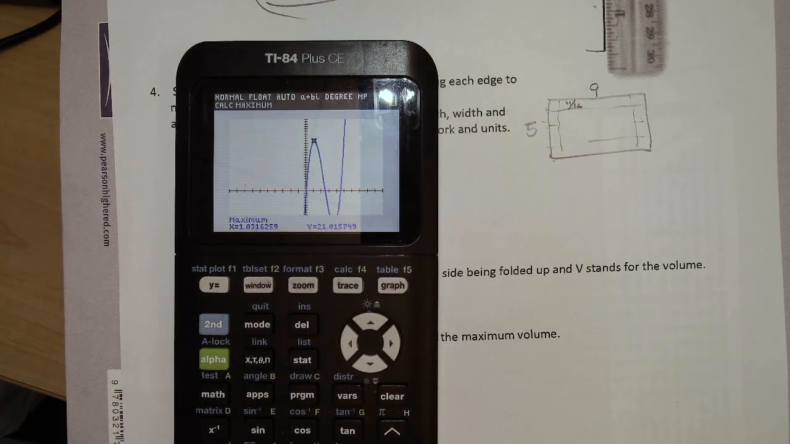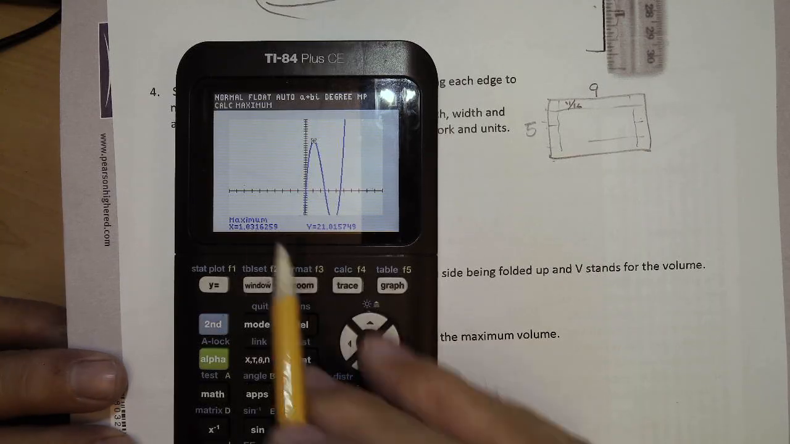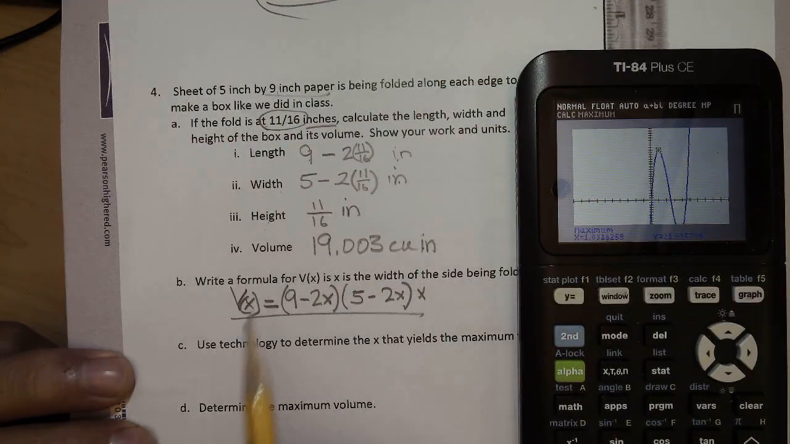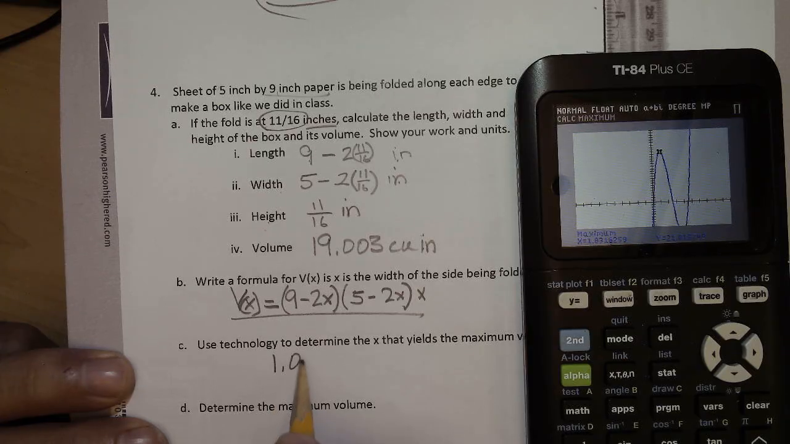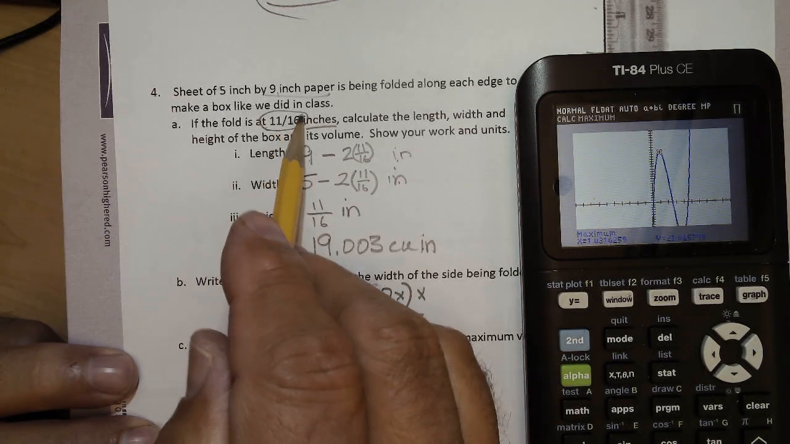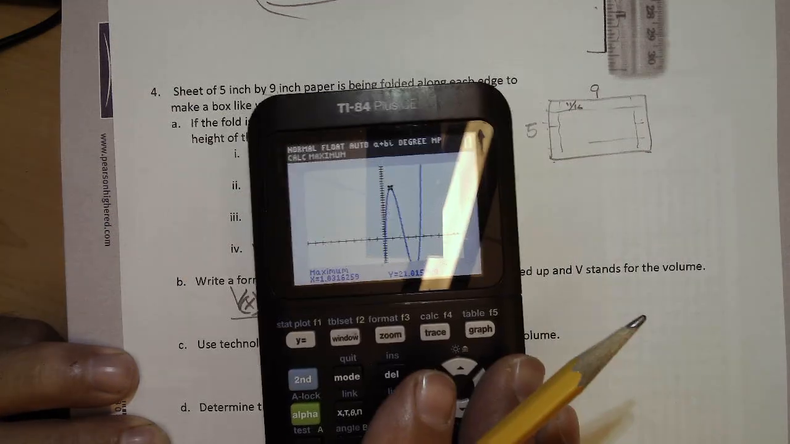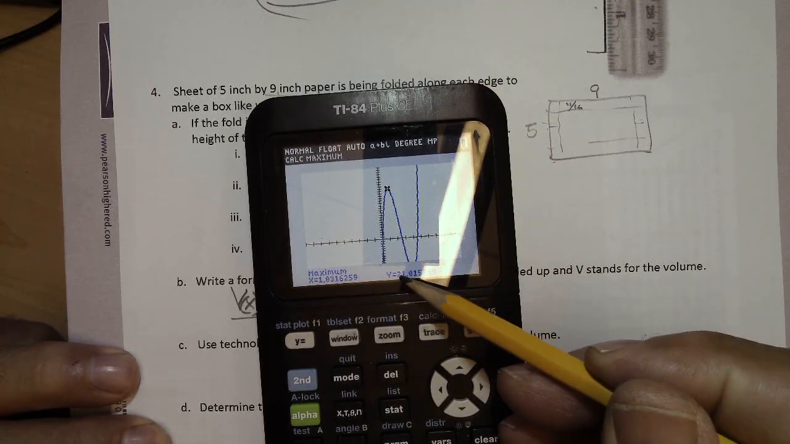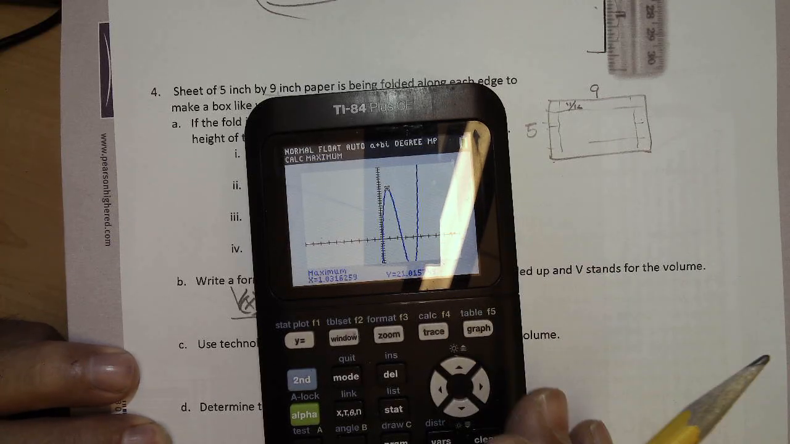And the calculator says, no, you silly, it's 1.03. That's how much we should fold up. A little bit more than an inch. 11/16 was less. And I should get a higher volume. And the volume should come out to be 21.02.